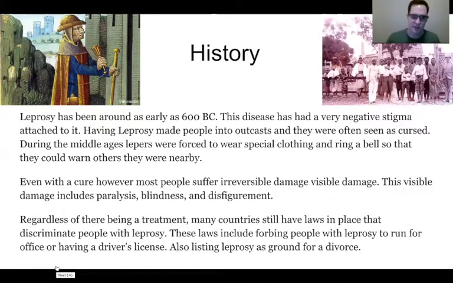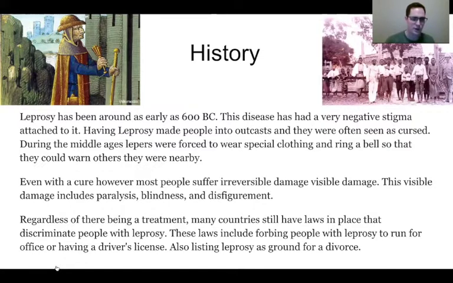So for the history of leprosy, leprosy has been around since the early 600 BC. This disease has a very negative stigma attached to it. Having leprosy made people into outcasts and were often seen as cursed. During the medieval times, people with leprosy were forced to wear special clothing and also carry around a bell in order to let people know that they were near them.